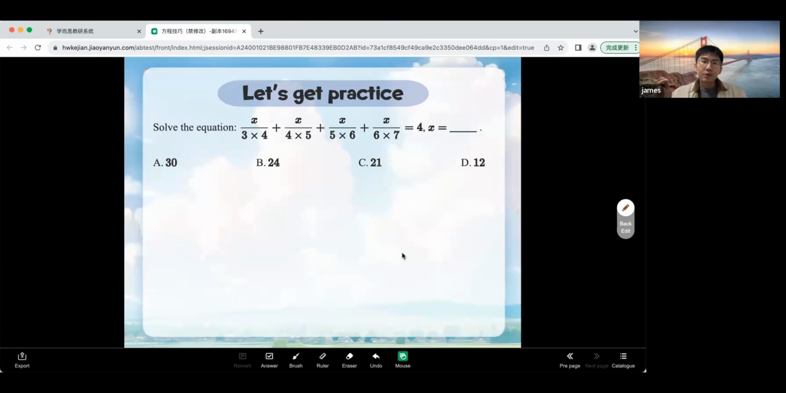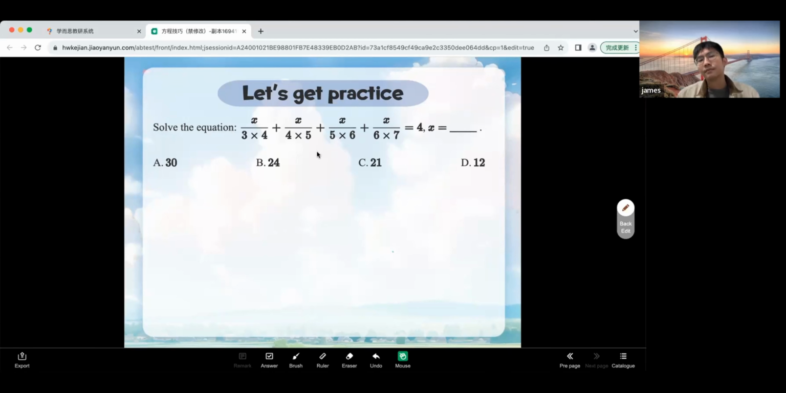Okay, so the equation is x over 3 times 4 plus x over 4 times 5 plus x over 5 times 6 plus x over 6 times 7. That is equal to 4. And we're getting the value for x.